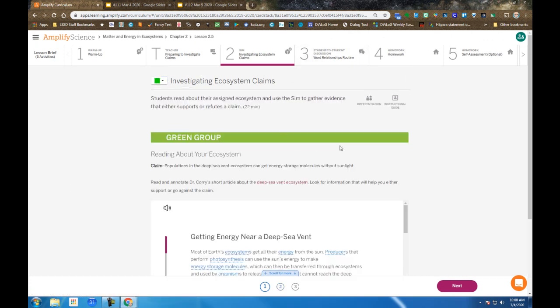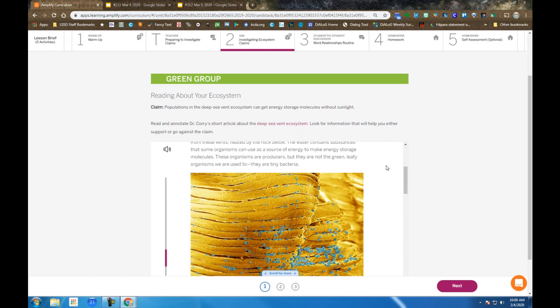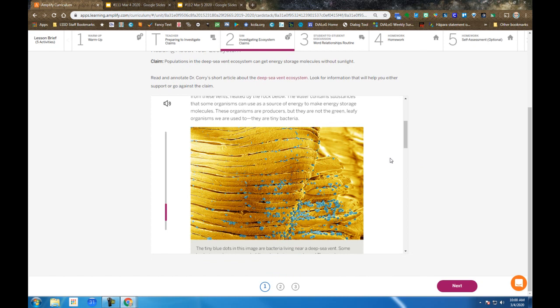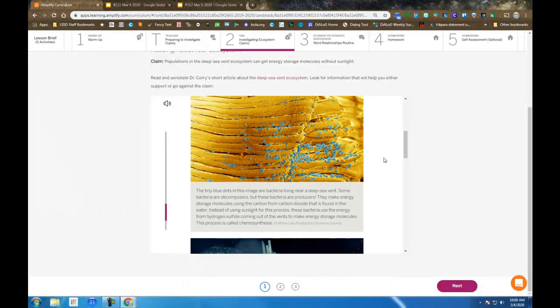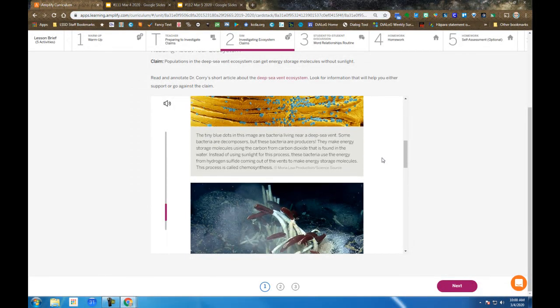Okay, so Green Group, again, you have an article on the deep sea vent, and it talks about how the deep sea vent is different than the other ecosystems we've seen because it operates without sunlight. And how does that happen? Where does the energy come from? You're introduced to this idea of chemosynthesis, that there's bacteria that can do this chemosynthesis using hydrogen sulfide as energy and grabbing the carbon dioxide out of water.